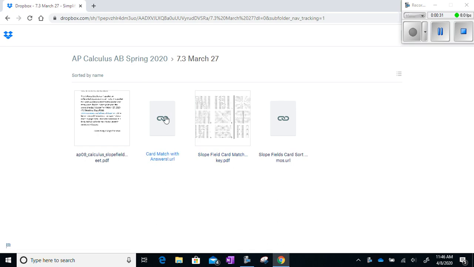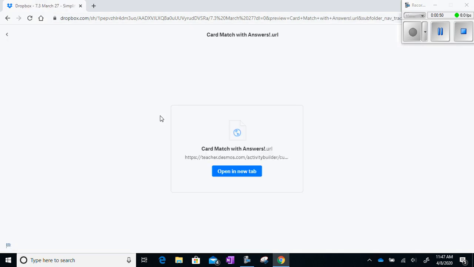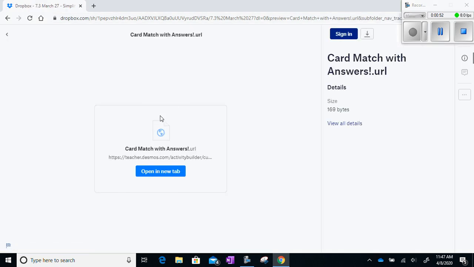And we have two different things in here that I want to play with. They're both the same thing, but the one that says card match with answers obviously has answers. I don't think this slope field card match has any answers. And this one here is the slope field card match as well. So I'm going to click on this here. It's going to say open in a new tab, so I'm going to go ahead and open it in a new tab. And you can do this at home.